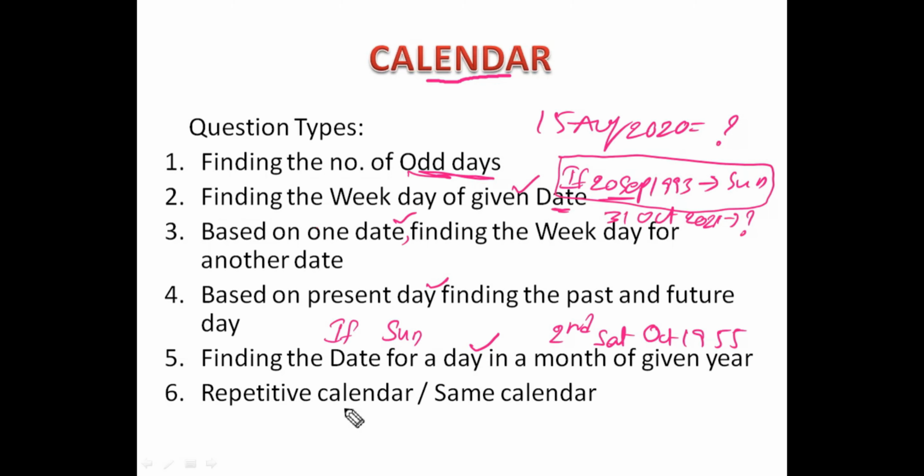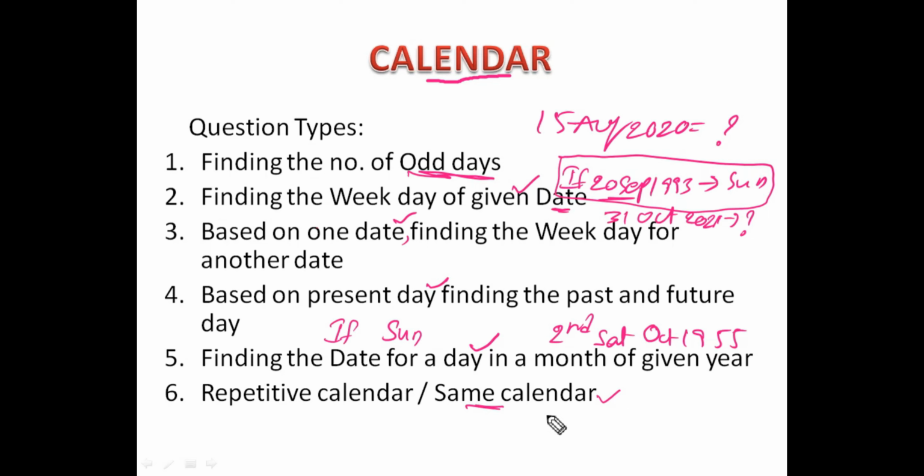And next is the repetitive calendar or same calendar. The same calendar of 2020 can be used again in the future. Again we can reuse it in the future. So when will it be? This type of questions will be in this topic.